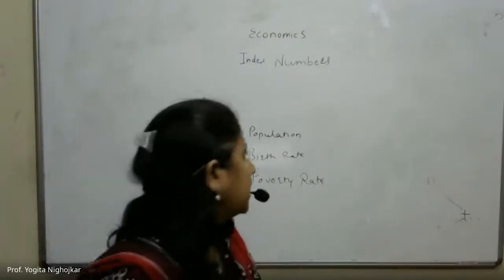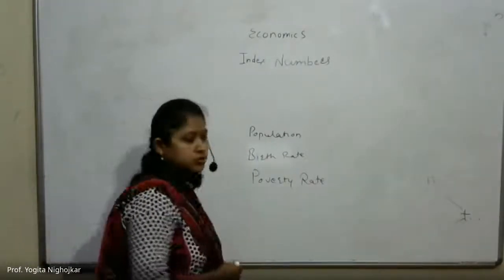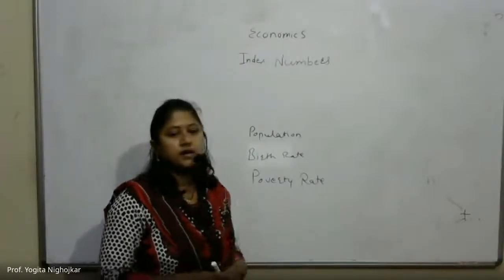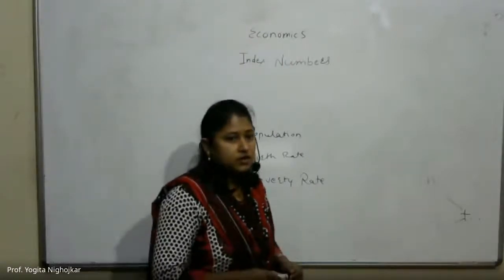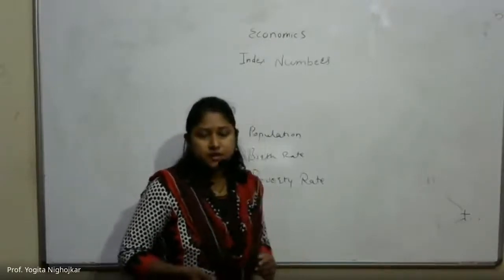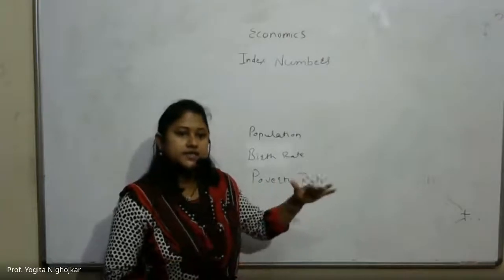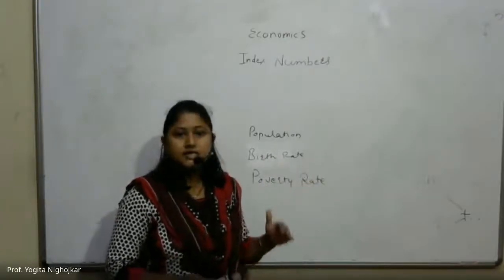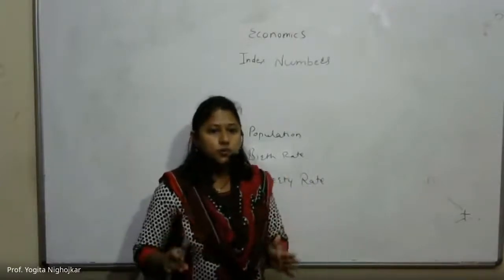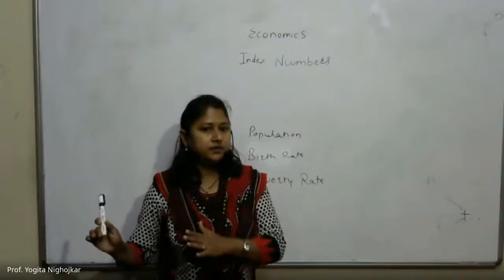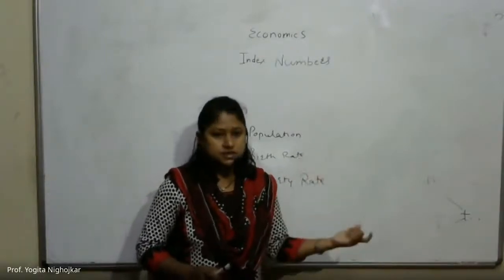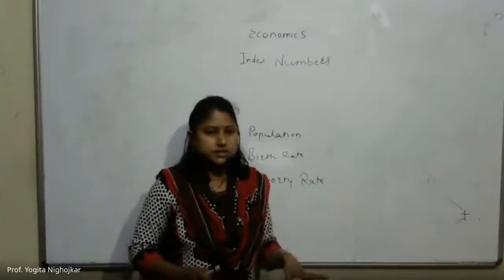Some definitions are in your book. Two definitions: Spiegel's definition and Croxton and Cowden's definition. According to Spiegel, an index number is the statistical number designed to show change in a variable or a group of related variables with reference to time, geographical location, and other characteristics such as income, profession, etc.